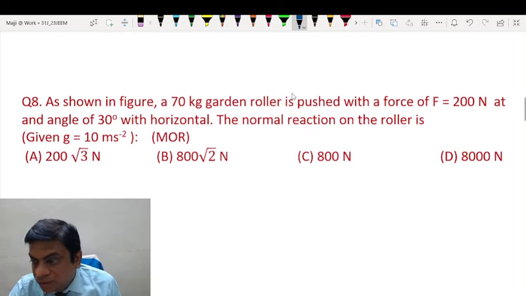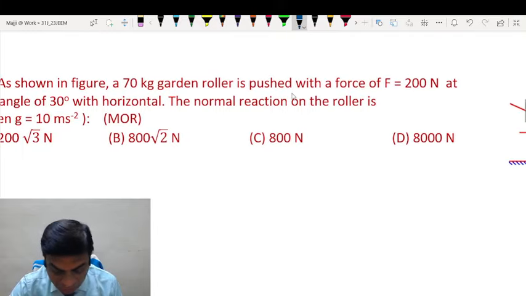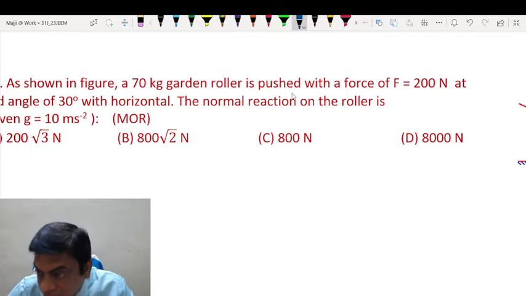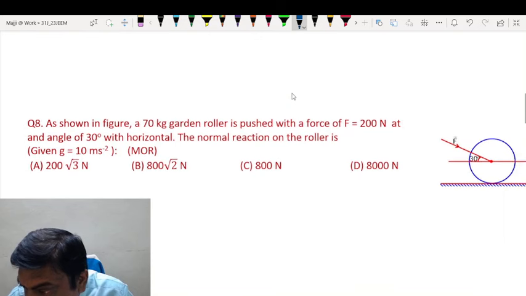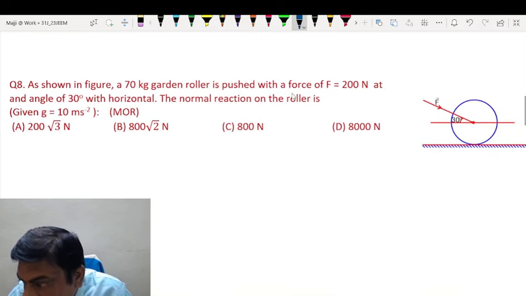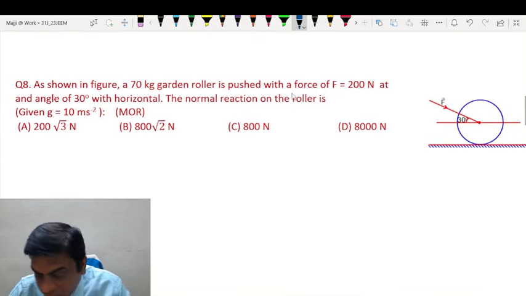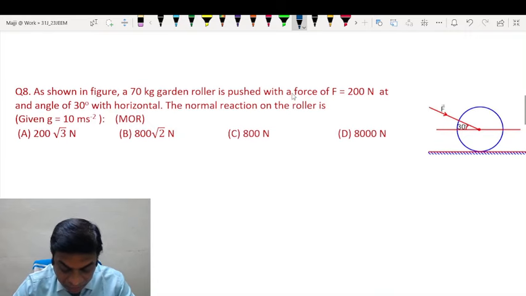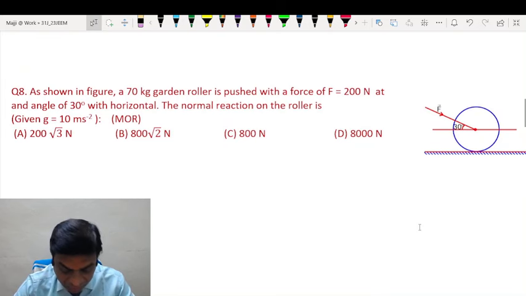Moving on to the next question. As shown in the figure, you can see the figure. I'll slightly show the figure this side. As shown in the figure, a 70 kg garden roller is pushed with a force of 200 Newton at an angle of 30 degrees with the horizontal. The normal reaction on the roller is?